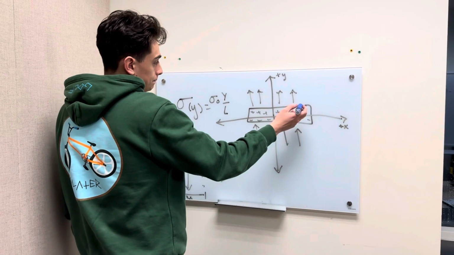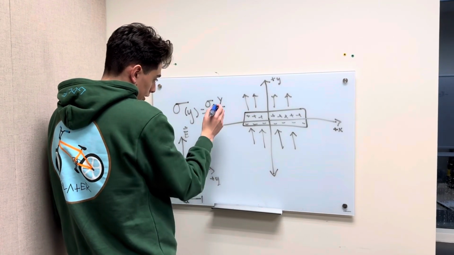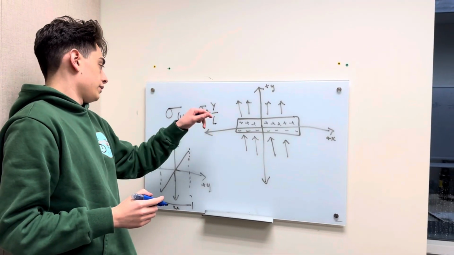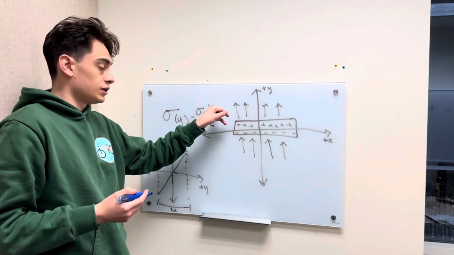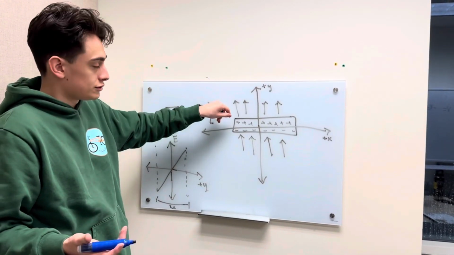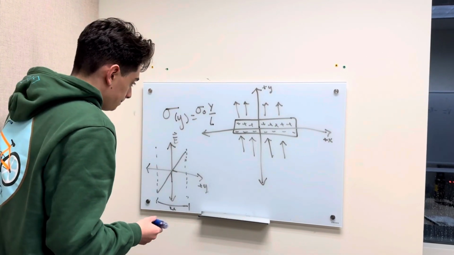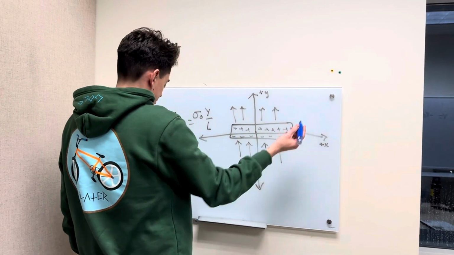If you did a positive y value, you'd get a positive divided by L times sigma naught, so you get positive. If you did 0, 0 over a fraction is 0, so you'd get 0. If you did negative, you'd get a negative value. And that makes sense because, negative, 0, positive.